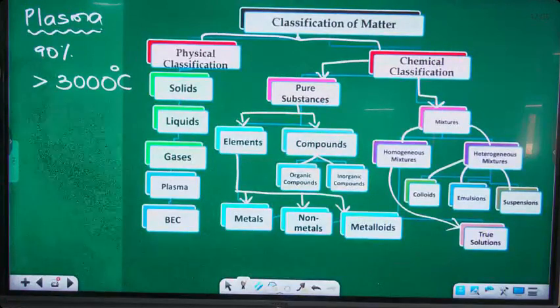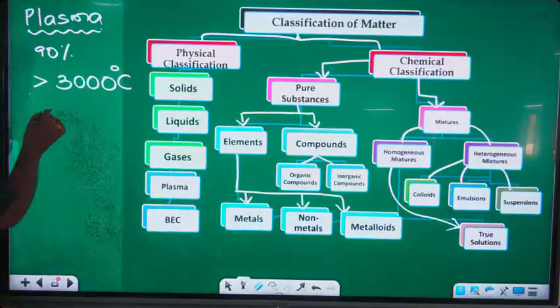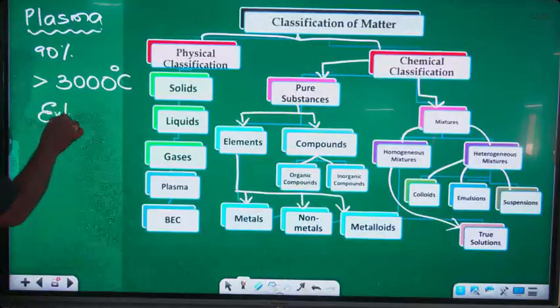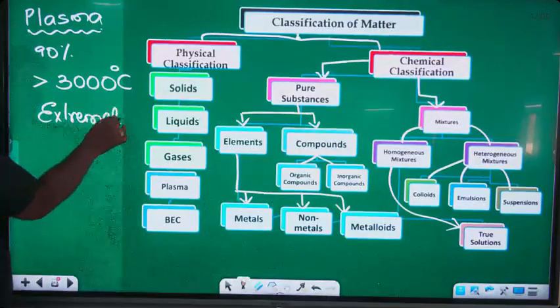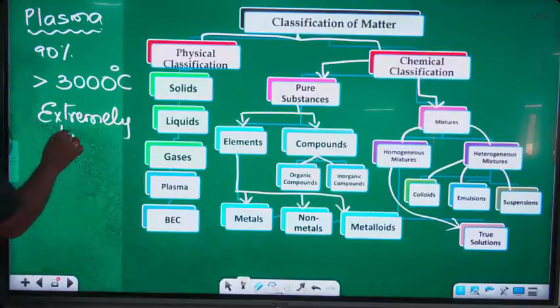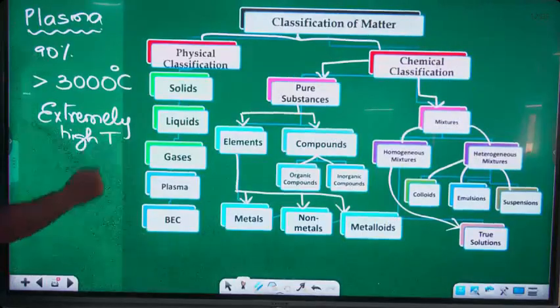In simple terms, plasma state exists at extremely high temperatures. Instead of using the words more than 3000 degrees centigrade, we simply say that plasma state exists at extremely high temperature.